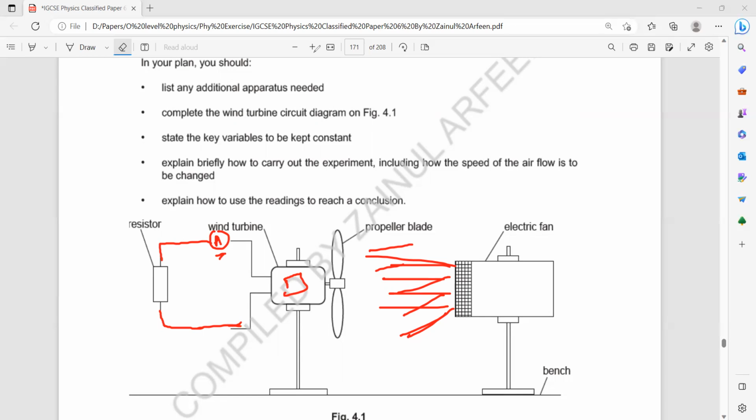So list an additional apparatus. What do we need? What additional apparatus do we need here? We need the meter rule and an ammeter.